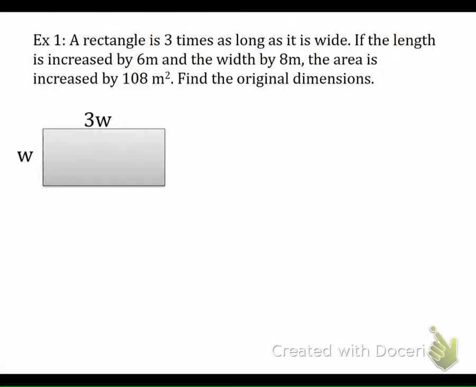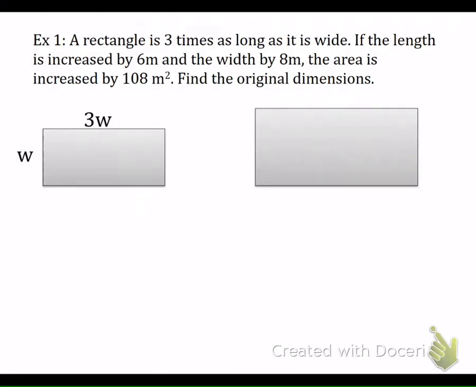So one dimension is W. Since it's 3 times as long, the other dimension is 3W. Any questions on where I'm at so far? Okay. Now it says if the length is increased by 6 meters, so this guy is increased by 6 meters, and the width is increased by 8 meters, the entire area increases by 108 square meters. Find the original dimensions.